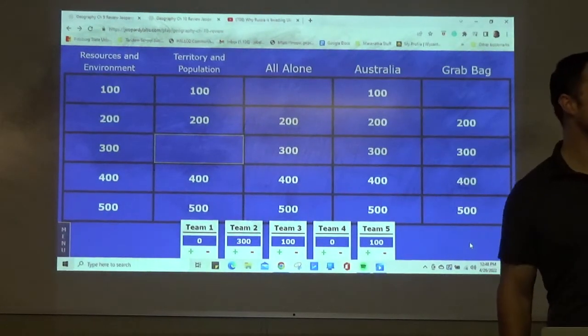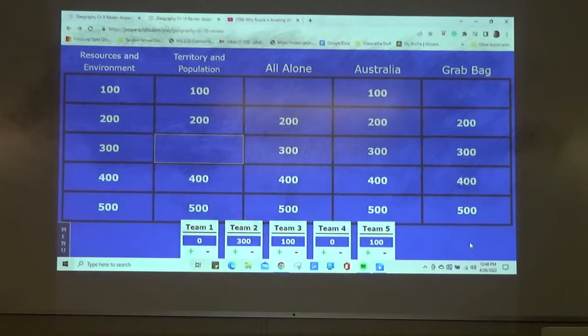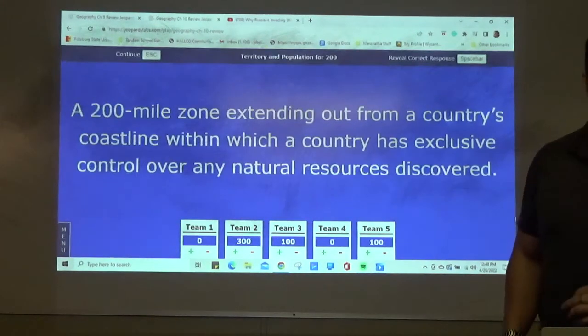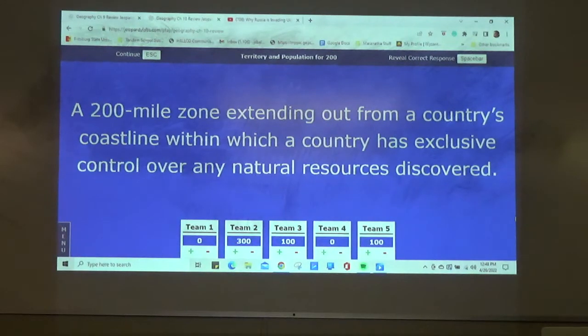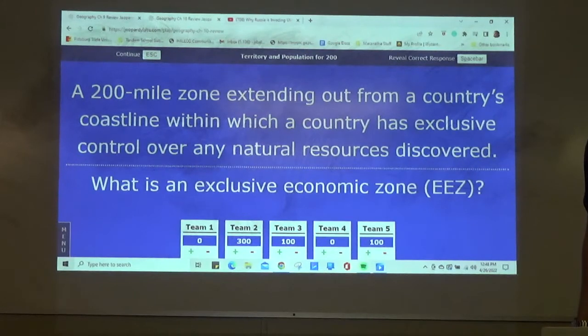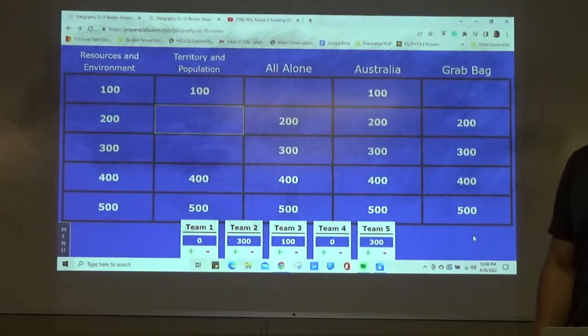Alright, team 2, here we go. Territory and population 200. A 200-mile zone extending out from a country's coastline within which a country has exclusive control over any natural resource discovered. Yeah, CC. Exclusive economic zone, or EEZ. Good job.